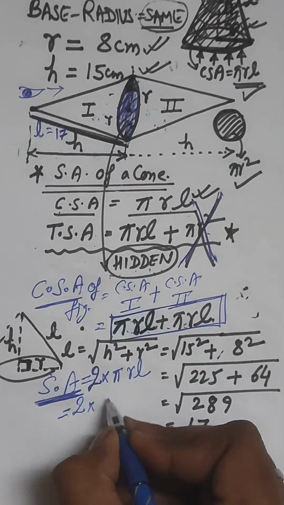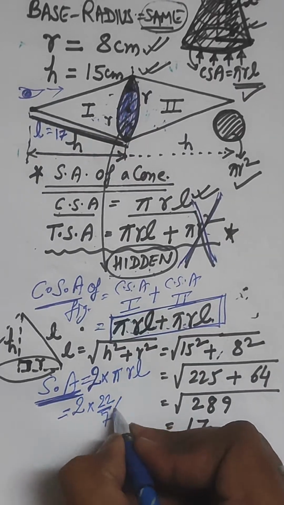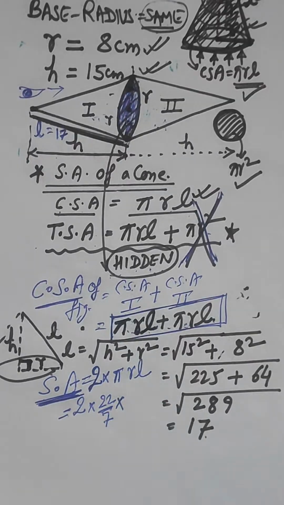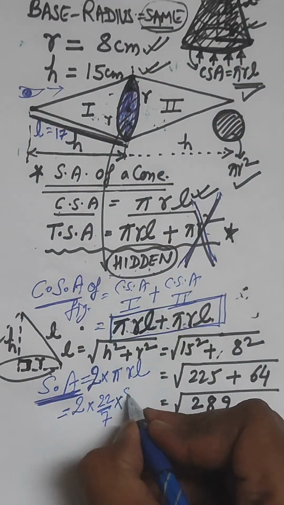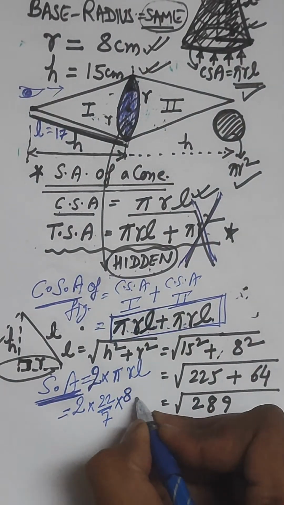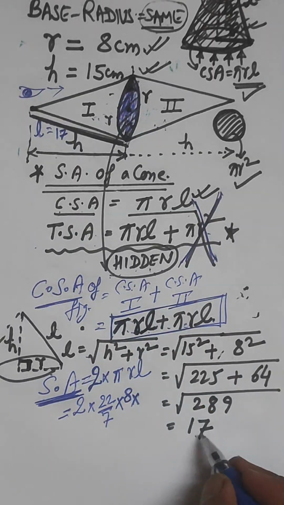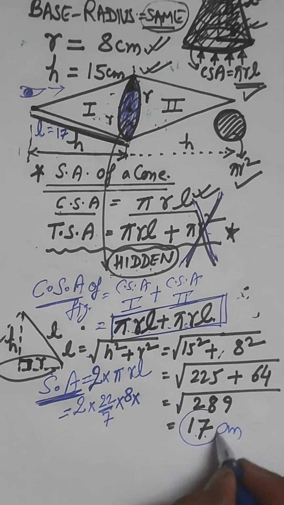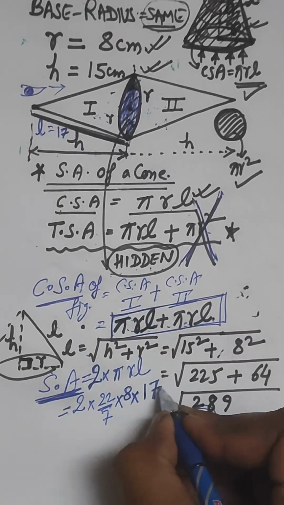2 into pi. Pi is 22 by 7, let's say. And R, what is the value of R? This is known to you, 8 centimeter. Just write 8. L, what is the value of L? L, we have calculated this 17 centimeter, this one. Just put up the value of 17 over here, right?